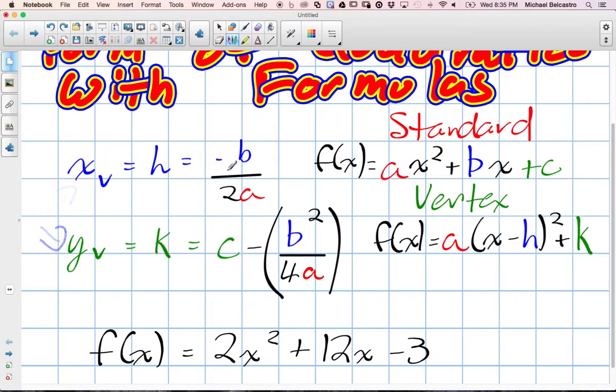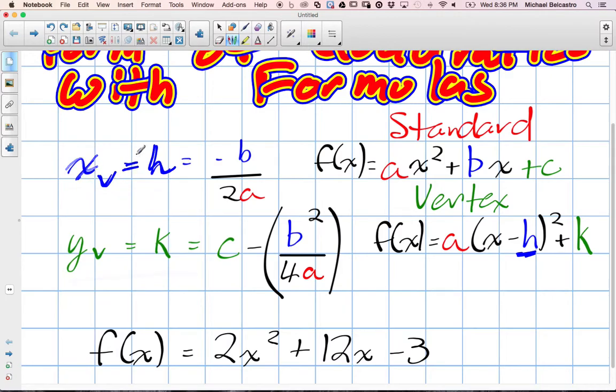What's really important is that I want you to recognize that the a values in these two forms are the same. So really, we don't need to figure out what the a's are. All we need to do is figure out our h and k for vertex form, and that's what these two formulas do. The x value of the vertex is the h. If you know vertex form, you already know that idea. So that's why I've written the formula this way.